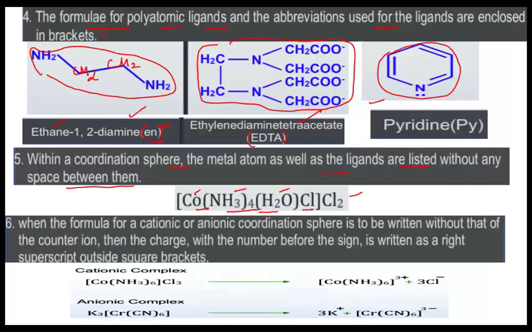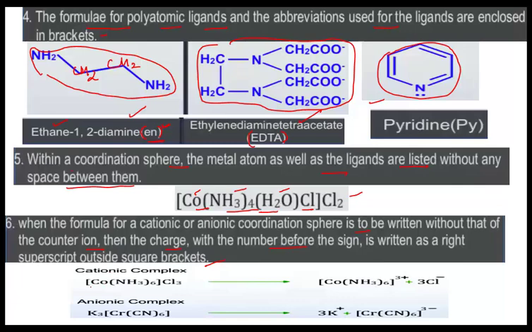Okay. Then the last rule: when the formula for a cationic or anionic coordination sphere is to be written without that of the counter ion, that means there is no counter ion, then the charge with the number before the sign is written as a right superscript outside the square brackets. This we are doing, right? So first we will be writing the number, and then we will write the charge.